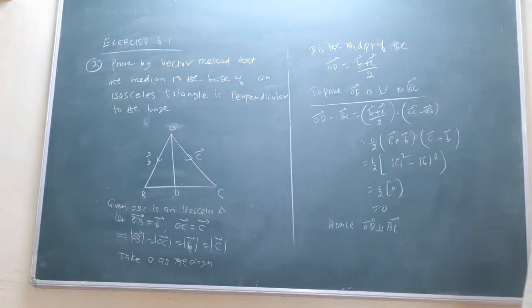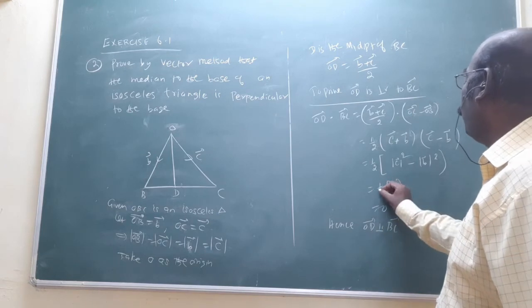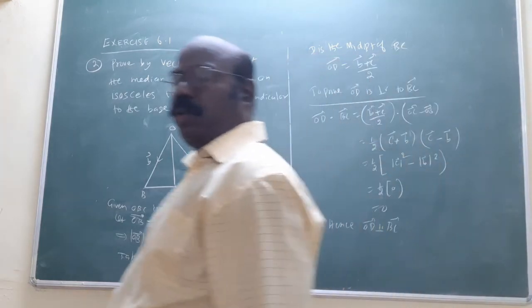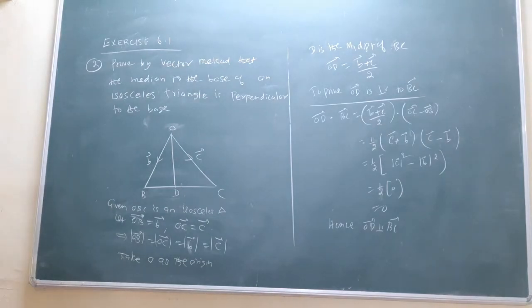That's all. Very simple concept. I use the previous idea only. 1 by 2 into 0, only 0. You want to prove the dot product equal to 0. Then only both are perpendicular. That is the answer.